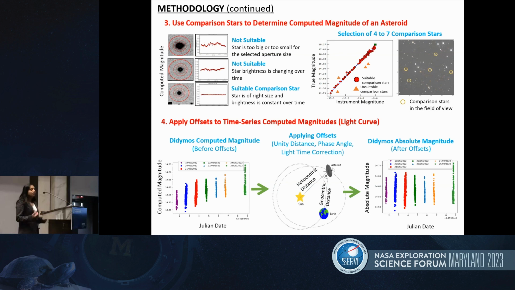Asteroids are always in movement, and as they move, their distance from the Earth and the Sun always changes, causing changes in the brightness. To account for these, I applied offsets to benchmark the brightness of the asteroid to one astronomical unit from the Earth, one from the Sun, and at a zero phase angle.